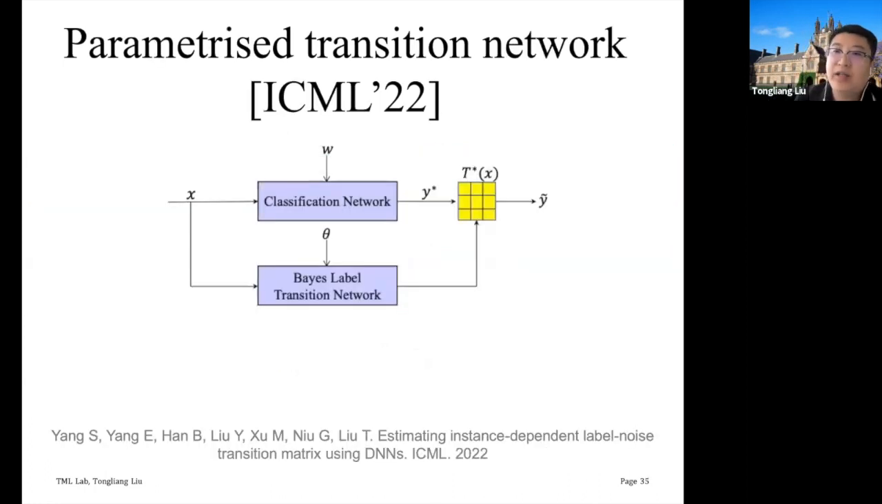And also, I would like to quickly introduce you to the last piece of work, in which we use a parameterized way to learn the matrix-valued transition matrix. It contains three variables: x, y tilde, and the clean y. However, we don't have any observations of the clean y. So it is difficult for us to directly learn this matrix-valued function. So how do we solve this problem?